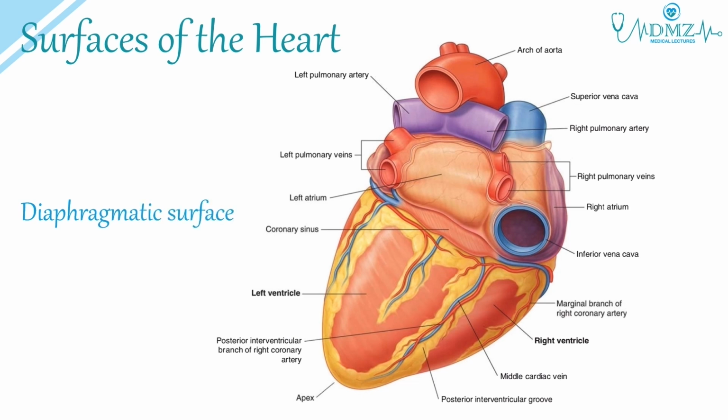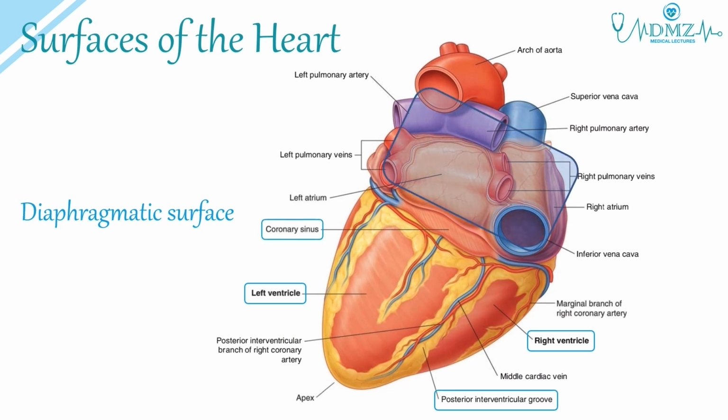This is the diaphragmatic surface of the heart. The heart in the anatomical position rests on the diaphragmatic surface, which consists of the left ventricle and a small portion of the right ventricle, separated by the posterior interventricular groove. This surface faces inferiorly, rests on the diaphragm, is separated from the base of the heart by the coronary sinus, and extends from the base to the apex of the heart.